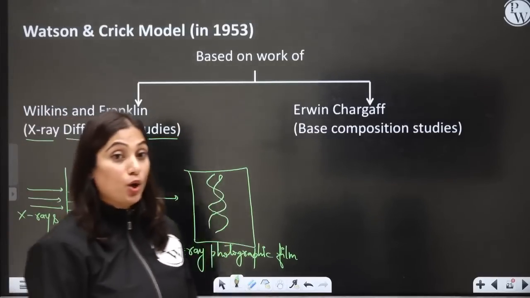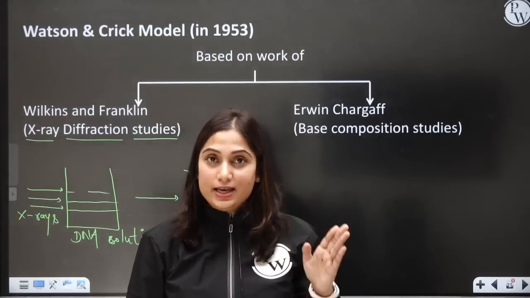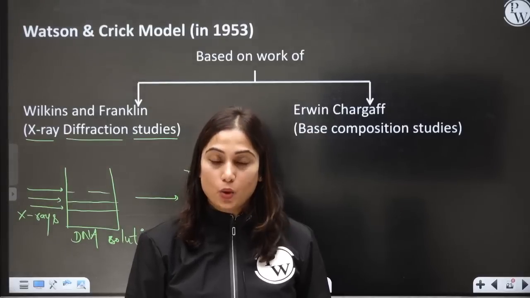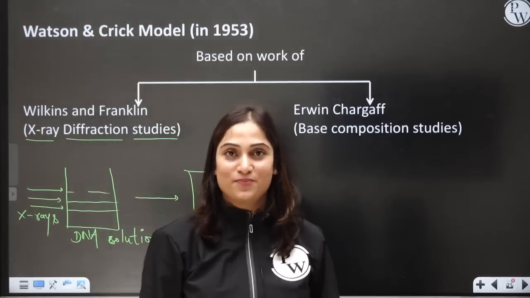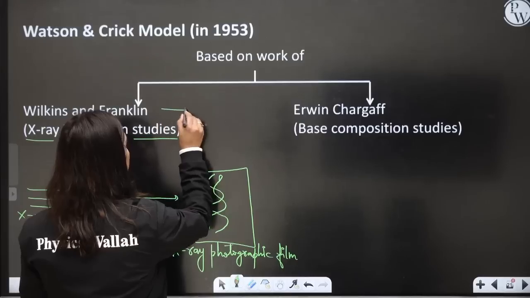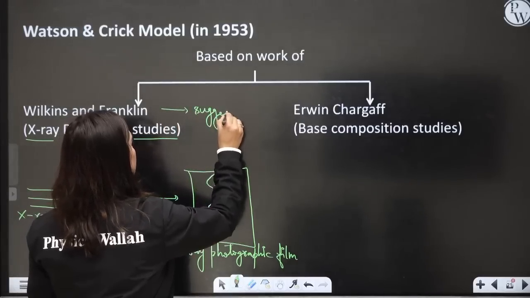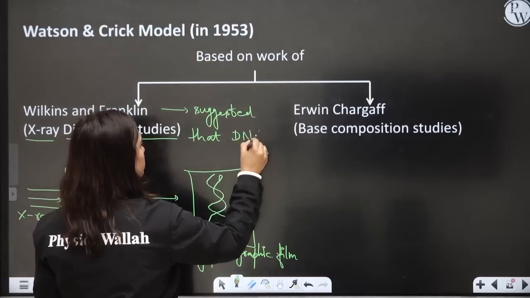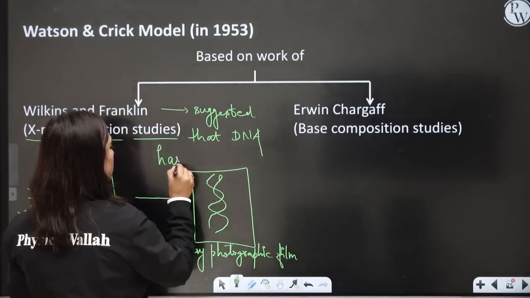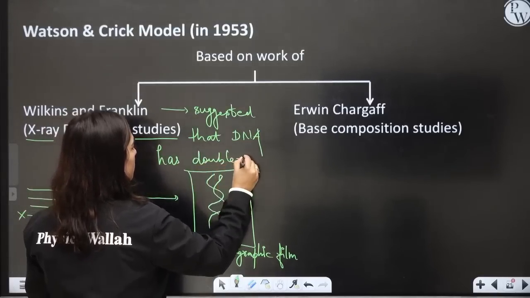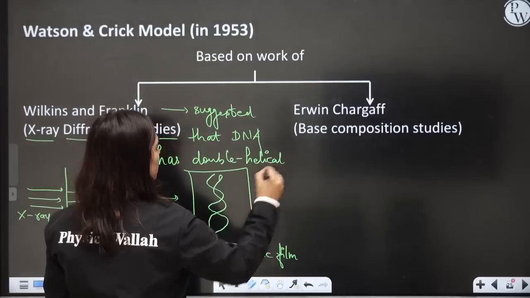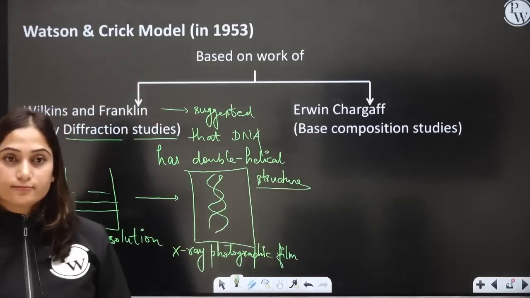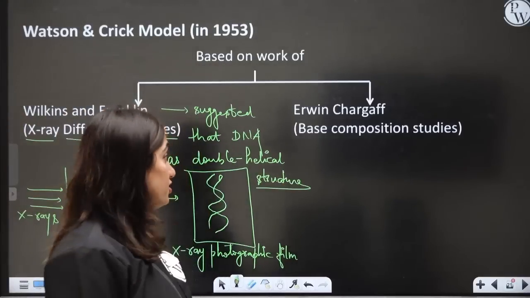That means, who were the first ones who gave the idea that DNA has a double helical structure? They were Wilkins and Franklin, with the help of X-ray crystallographic studies. So they suggested that DNA has a double helical structure. Okay, I hope my writing is clear.